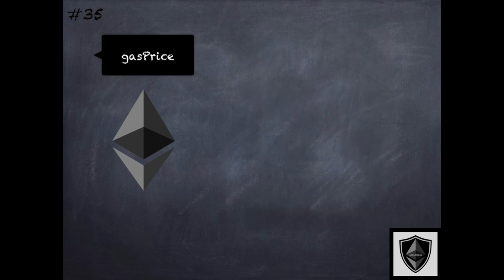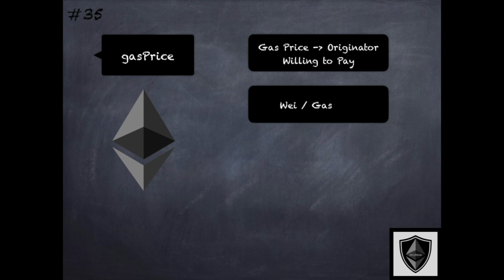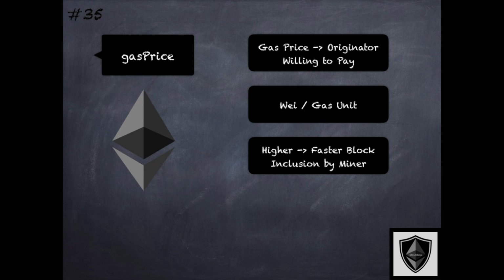Gas price. As mentioned, gas price is the price for every gas unit that the sender is willing to pay for this particular transaction. It's measured in Wei per gas unit, and gas price is not fixed by the Ethereum protocol. The higher the gas price that the user or sender is willing to pay for this transaction, the faster that the particular transaction gets included by the miner into a block on the blockchain.